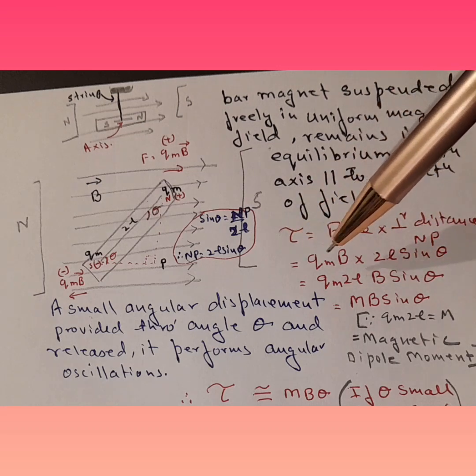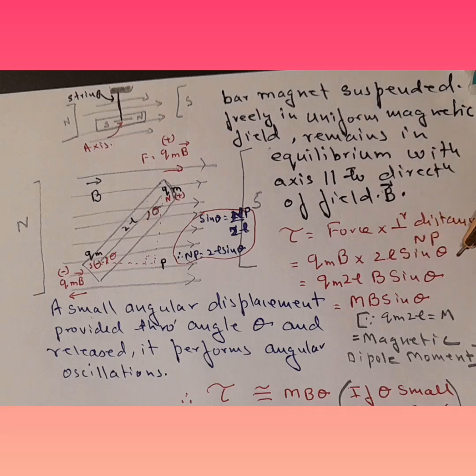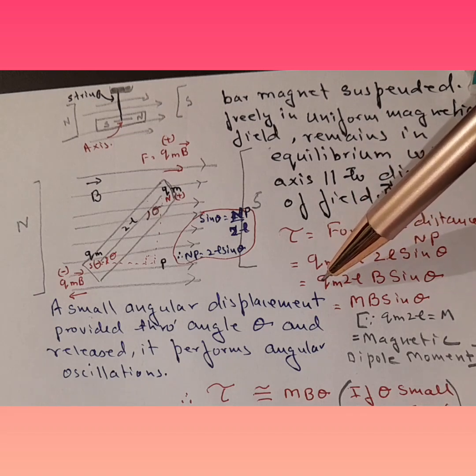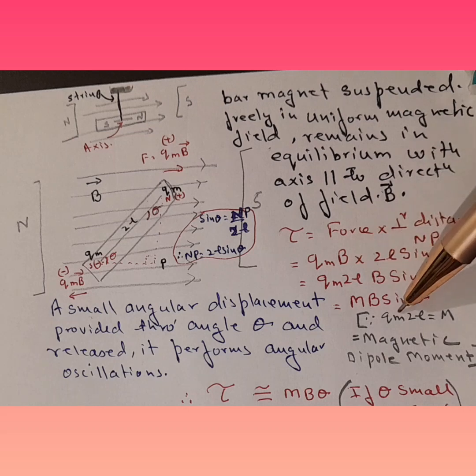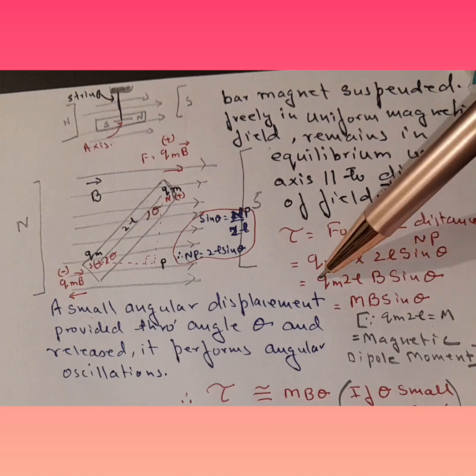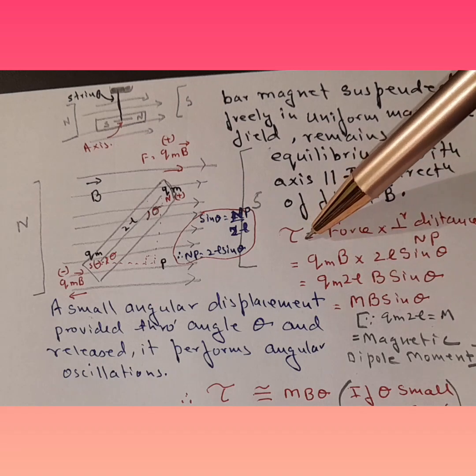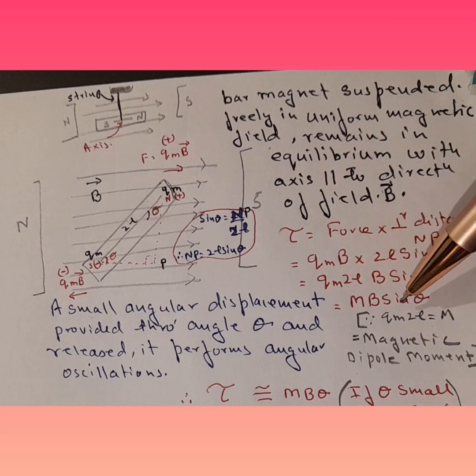So it is QmB into 2L sine theta. Now what I did is I just placed this 2L beside Qm. Why? Because Qm into 2L is the magnetic dipole moment. So this gave a new form, capital M, which is the magnetic dipole moment. So this becomes our formula for torque, MB sine theta.